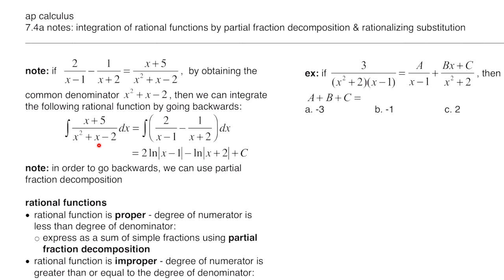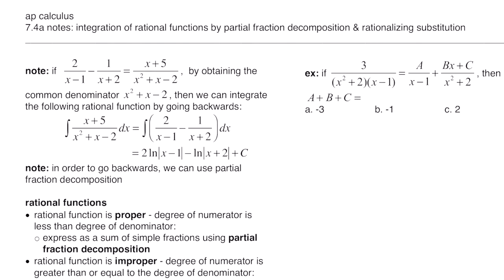So if we wanted to integrate this rational function, we could go backwards and rewrite it as its two original fractions. And then in this form, we can integrate the first fraction minus the integral of the second fraction. You'd pull the 2 to the front, and then the integral of 1 over x minus 1, you could use u substitution and let u equal the denominator.